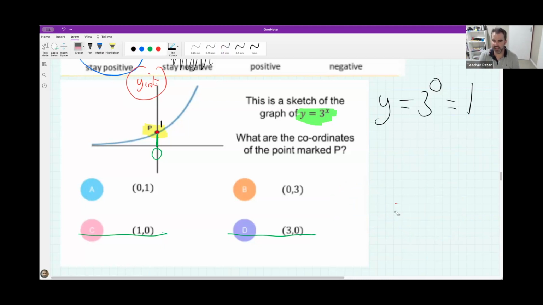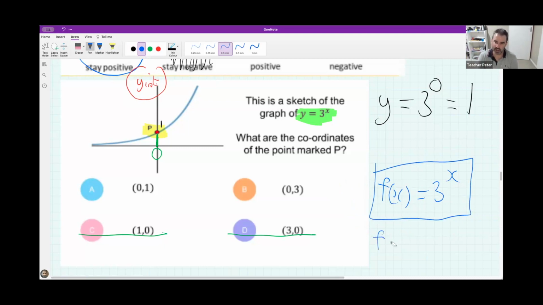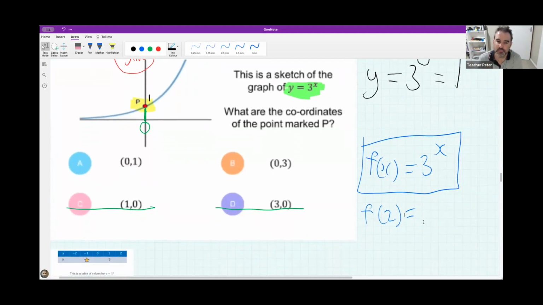Now, just to make life a bit more exciting, I'm going to take this function f(x) = 3^x, and I'm going to upgrade it, and I'm going to say to you, what is the value of f(2) if f(x) is 3 to the x? So f(2) is just going to be 3 squared, which is 9.